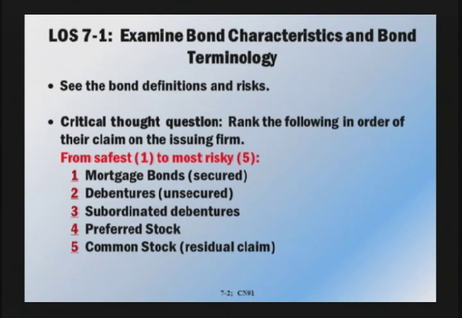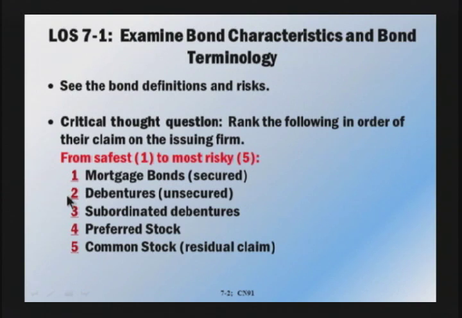The safest of those three debt securities would be the mortgage bonds because they are secured. Specific assets of the company are pledged to secure the mortgage bonds. So if the firm fails to make the required payments on secured mortgage bonds, then the bondholders, through their trustee, could foreclose on those assets that have been pledged to back up the mortgage bonds. It's just like a home mortgage is secured by the home. So the lender can foreclose on the home to satisfy the mortgage against the home.